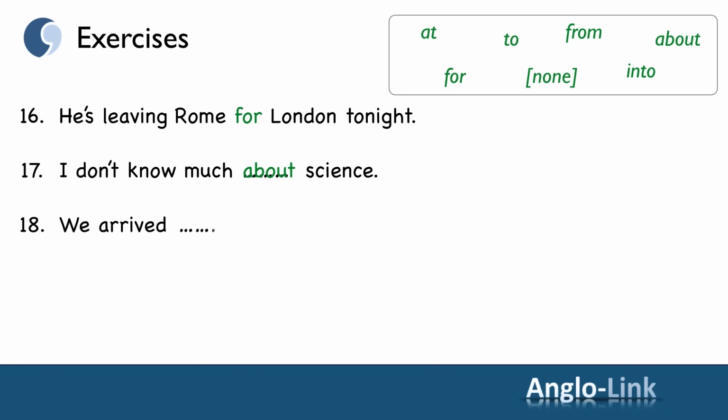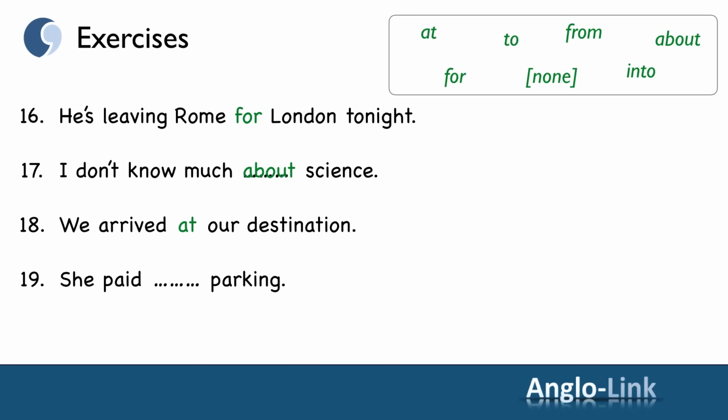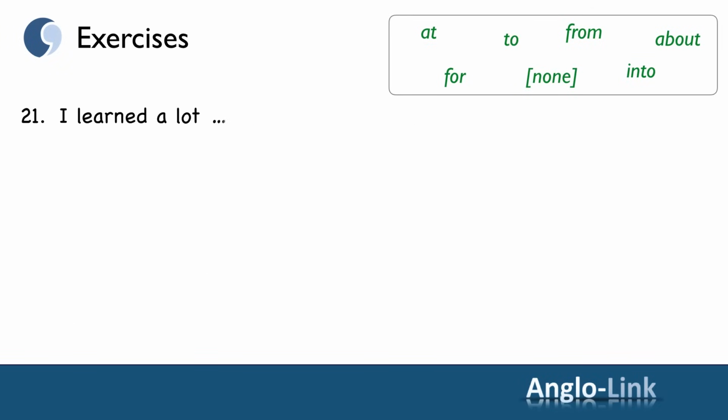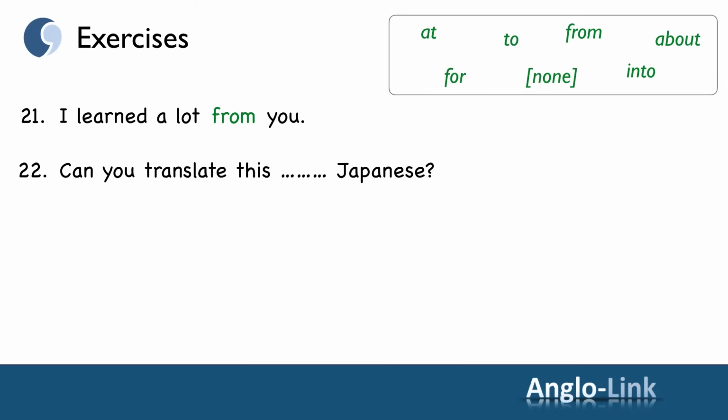Number 18. We arrived at our destination. Number 19. She paid parking. She paid for parking. Number 20. She paid the parking fee. Number 21. I learned a lot, you. I learned a lot from you. Number 22. Can you translate this Japanese? Can you translate this into Japanese?